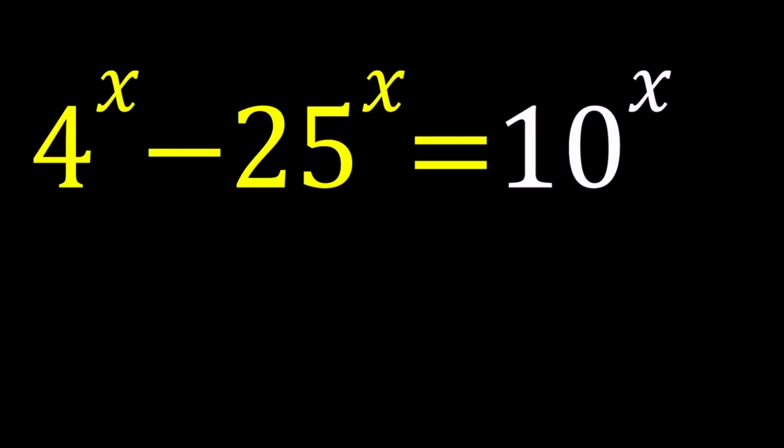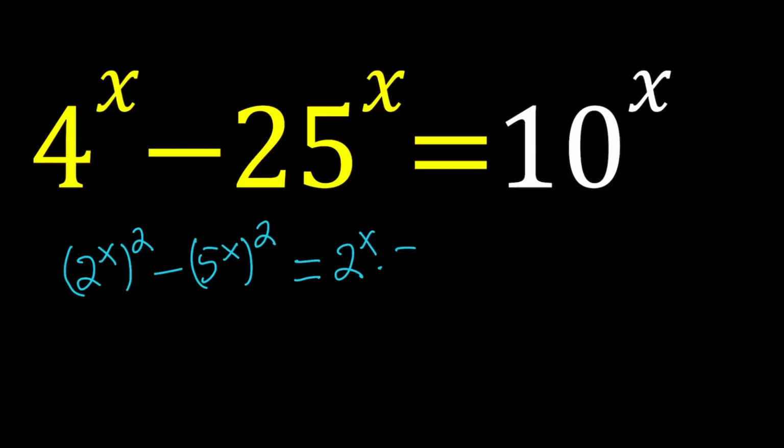So what is so significant about 4 and 25 being perfect squares? It's not only that, it's also the fact that if you square root them and multiply together, you get something interesting. So let's talk about it in more detail. We have 4 to the power x minus 25 to the power x equals 10 to the power x. Since 4 and 25 are both perfect squares, I can write this as (2 to the power x) squared minus (5 to the power x) squared. And notice that 10 to the power x can be written as (2 times 5) to the power x, which can be written as 2 to the x times 5 to the x by using properties of exponents.